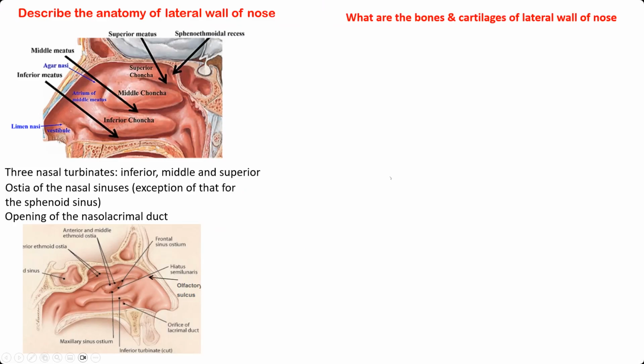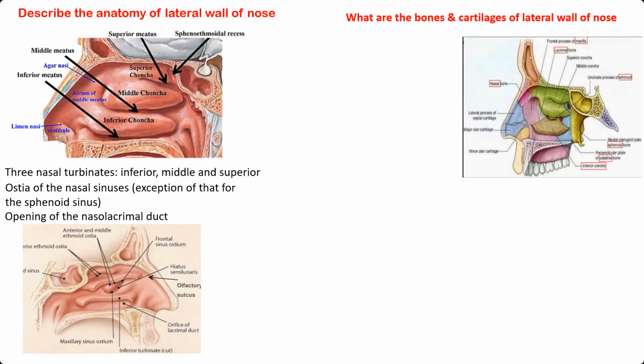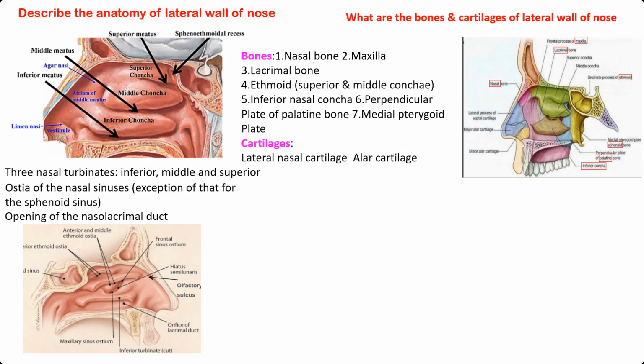Now, what are the bones and cartilages of the lateral wall of the nose? We saw that these three most important bony structures, turbinates, are there, but which bones form these turbinates? You have several bones in the skull and face, so you can name anything and you'll be all right. These are the bones: nasal bone, maxilla, lacrimal bone, ethmoid bone, inferior nasal concha, perpendicular plate of palatine, medial pterygoid. So there are 7 bones which give the framework for the lateral wall of the nose.